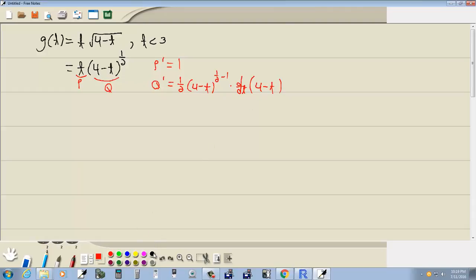Not sure why I'm doing that all in red. So I got 1/2 times 4 minus t, and 1/2 minus 1 is negative 1/2. The derivative of 4 drops away, and the derivative of negative t is negative 1. Okay, so I'll put negative 1 up on top. 2 is already down below, so I leave it down below. And this negative 1/2 power I'll take and put down in the denominator.